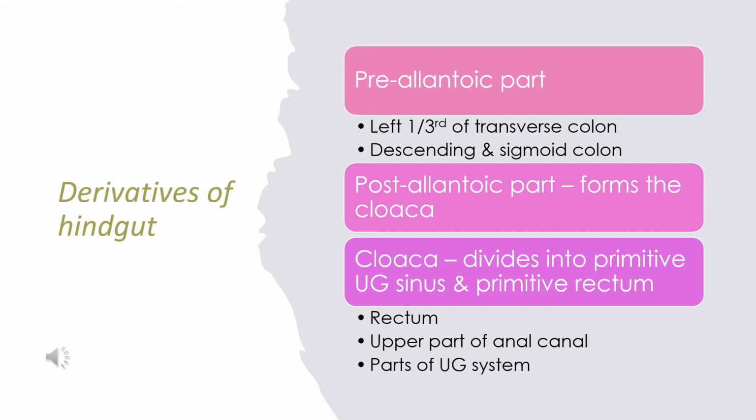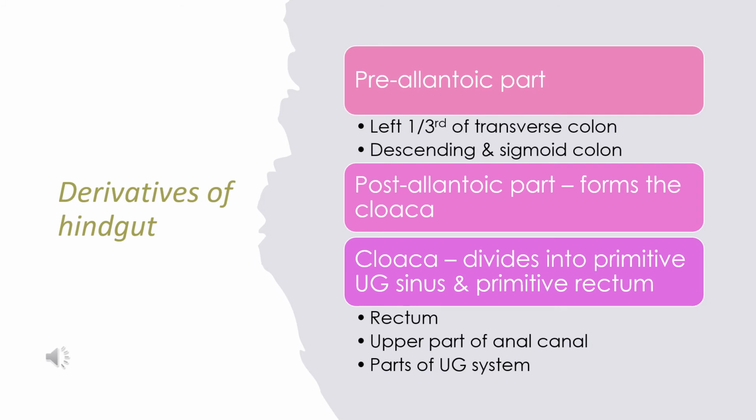The pre-allantoic part of the hindgut gives rise to the left one-third of the transverse colon, the descending colon, and the pelvic or sigmoid colon. The pre-allantoic part of the hindgut forms the left one-third of the transverse colon, the descending colon, and the sigmoid colon. And we have seen that the post-allantoic part forms the cloaca, and it is divided by the urorectal septum into the primitive urogenital sinus and a primitive rectum.